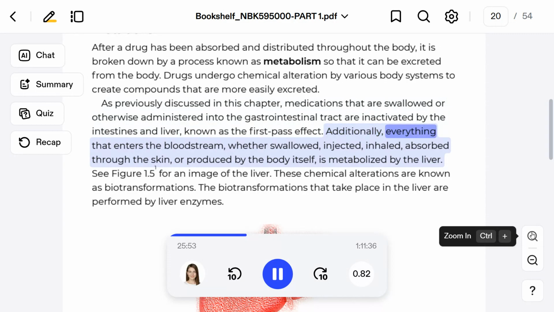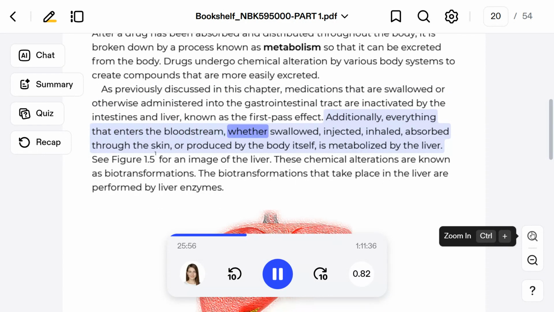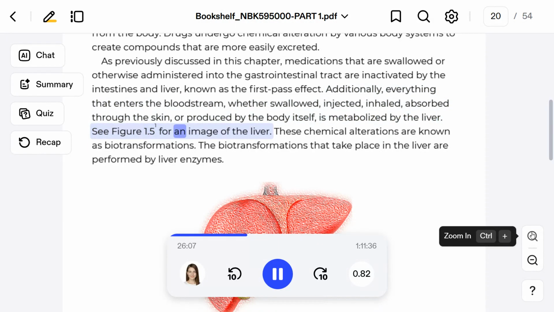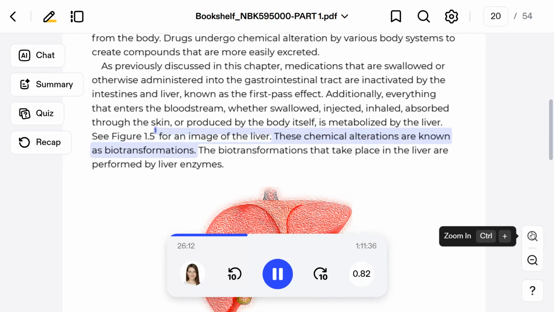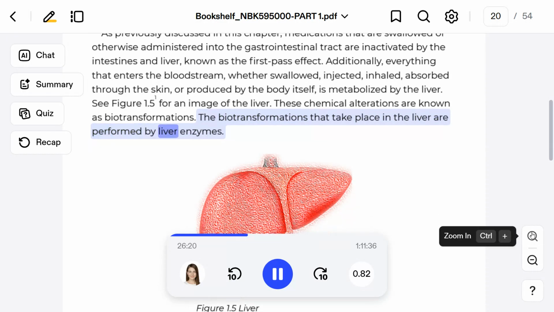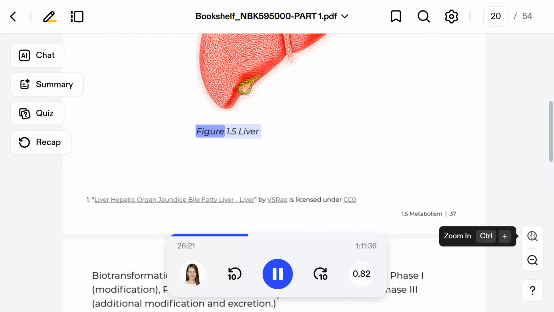Additionally, everything that enters the bloodstream, whether swallowed, injected, inhaled, absorbed through the skin, or produced by the body itself, is metabolized by the liver. See Figure 1.5 for an image of the liver. These chemical alterations are known as biotransformations. The biotransformations that take place in the liver are performed by liver enzymes. Figure 1.5 Liver.